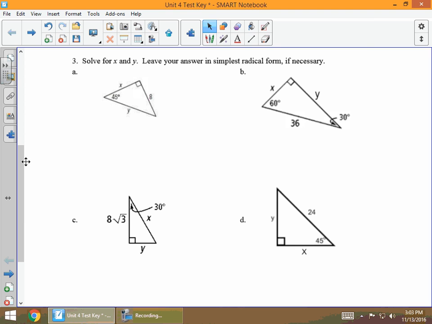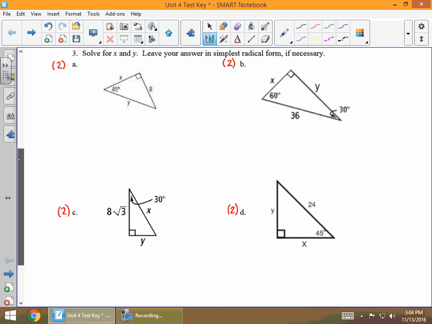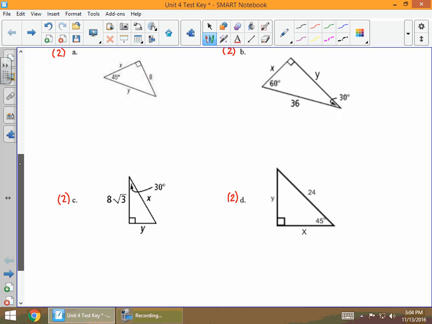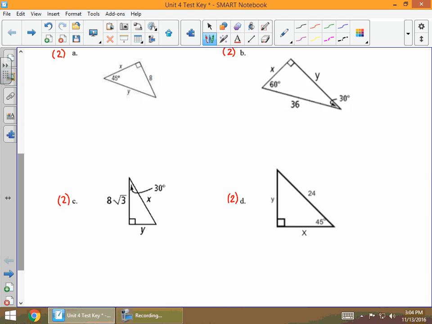This is 4 parts. Part A was worth 2. Part B was worth 2. Part C was worth 2. And part D was worth 2. These are all special right triangles. Again, leave your answer in simplest radical form. This is where I'm going to use my m's and m radical 2's and 2m's and m radical 3's.